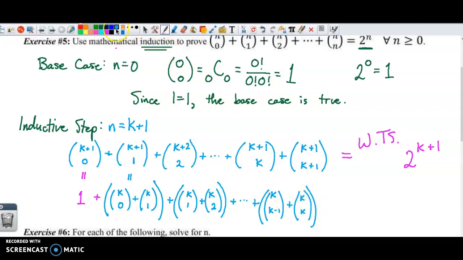And then this last piece that I have right here is equal to 1 as well, for the same reason as this one. If I had k plus 1 factorial over 0 factorial times k plus 1 factorial, everything cancels out and I'm left with 1.